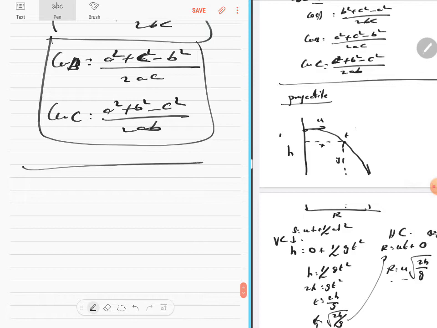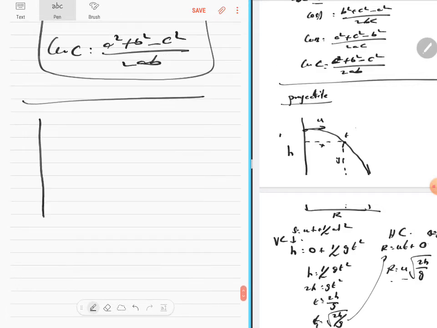Let's come to projectile. Projectile is like, if I am going to throw a ball like this, it is going to eventually fall down because of gravity, but it's taking a trajectory which is parabolic. Imagine this to be a horizontal velocity u. That's the velocity with which I am pushing the ball, throwing the ball.